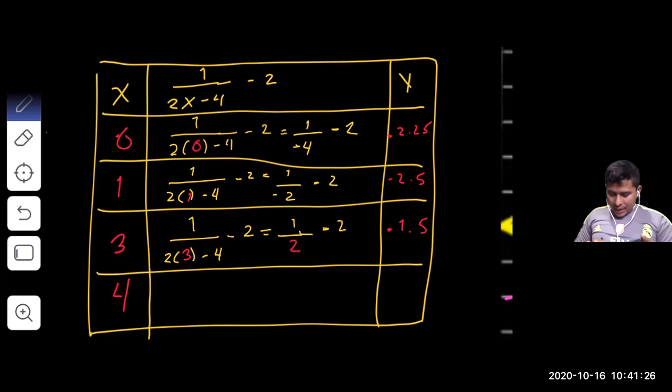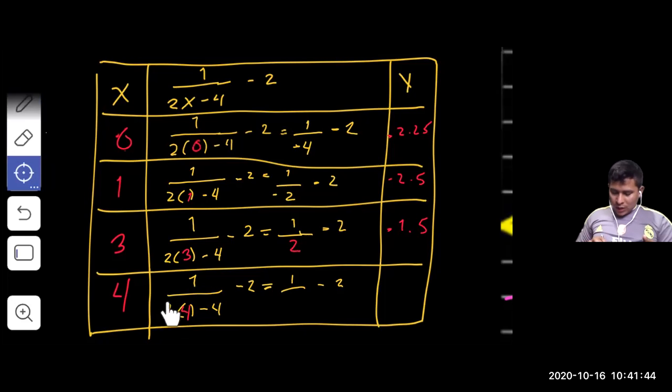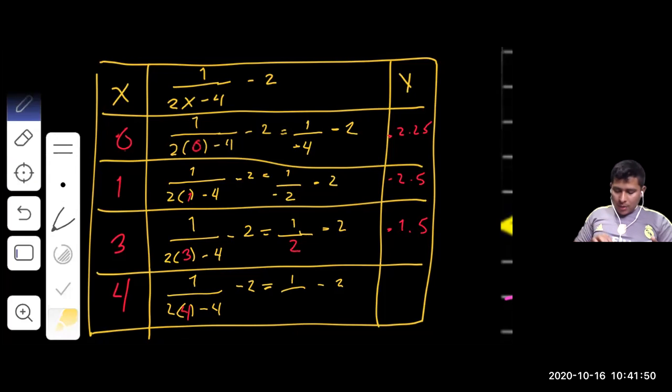Okay, let's go to the last one then. Okay, this over this, 2 times, minus 4, minus 2, and let's see what we are going to get. Okay, let me substitute. What is the value that I need to substitute here? In this case, it is 4, right? Okay, let's multiply this. 2 times 4, guys. This is 8. 8 minus 4 is 4.